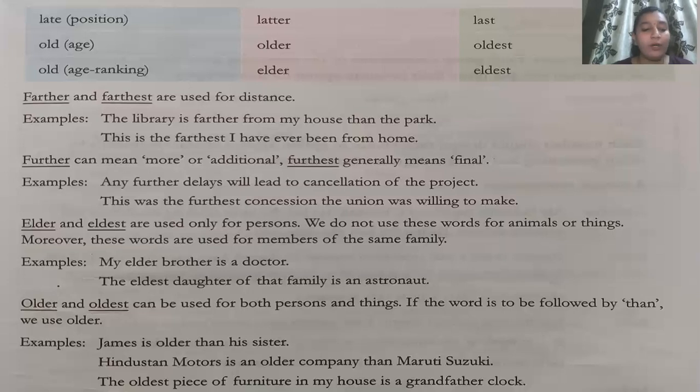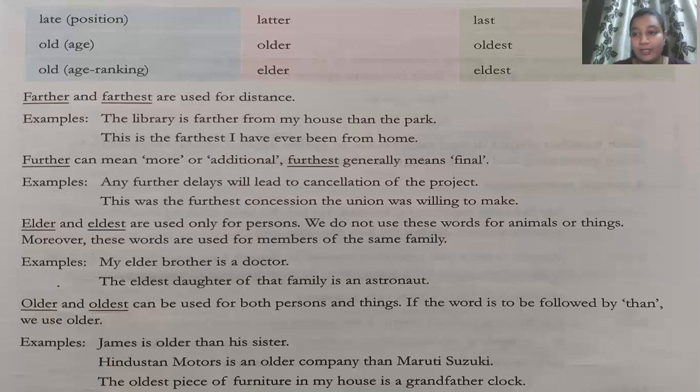Let us see some more. Elder and eldest are used only for persons. We do not use these words for animals or things. Elder और eldest सिर्फ लोगों के लिए, person के लिए use होता है, human beings के लिए, not for animals or things. And it is mostly used for the members of the same family, दिखाने के लिए कि एक family में सबसे बड़ा कौन है या कौन किससे बड़ा है if we are comparing between two. Example: my elder brother is a doctor, यानी कि जो मेरा बड़ा भाई है वो डॉक्टर है.